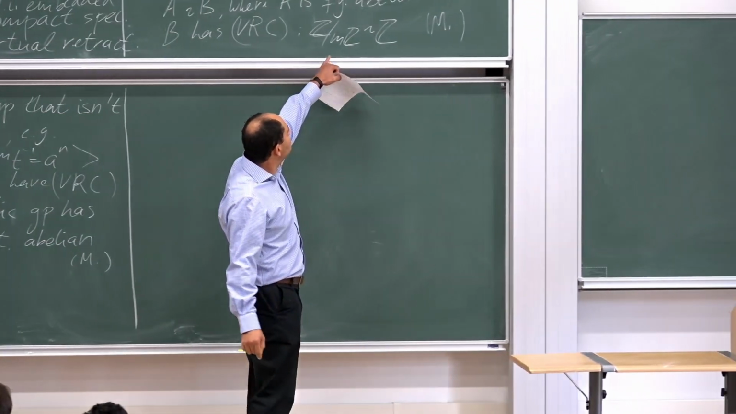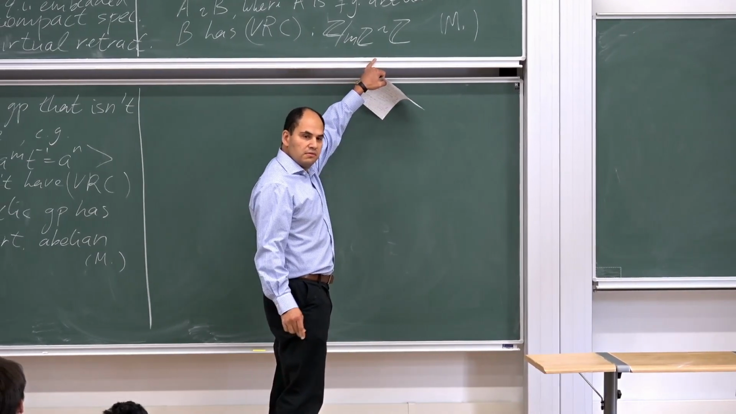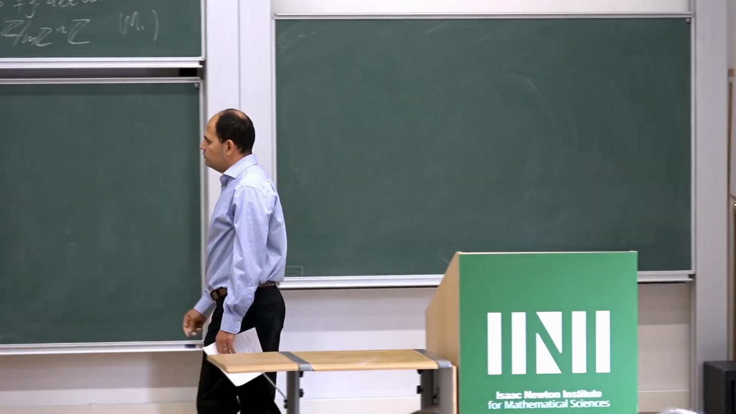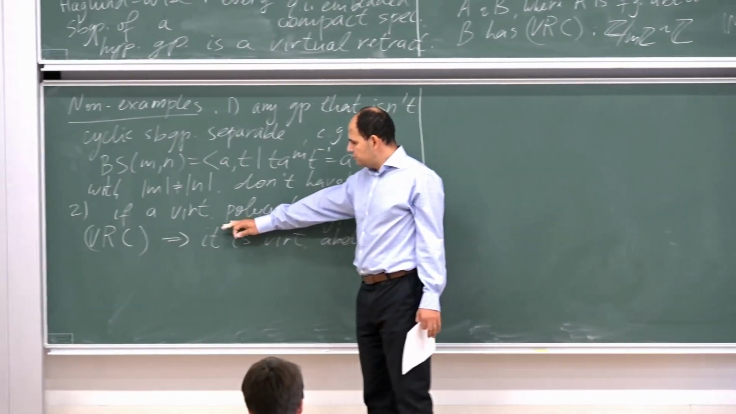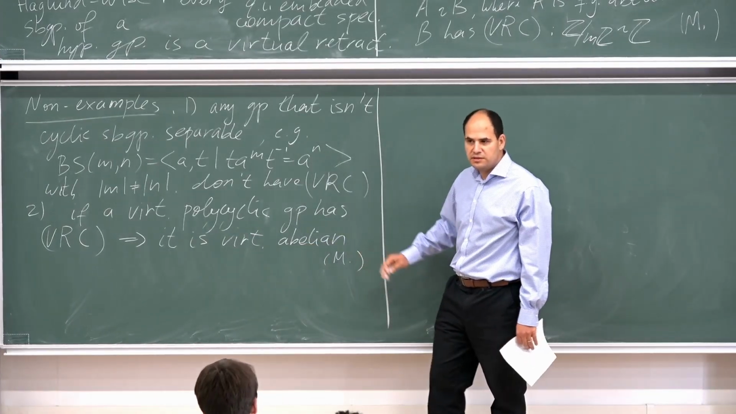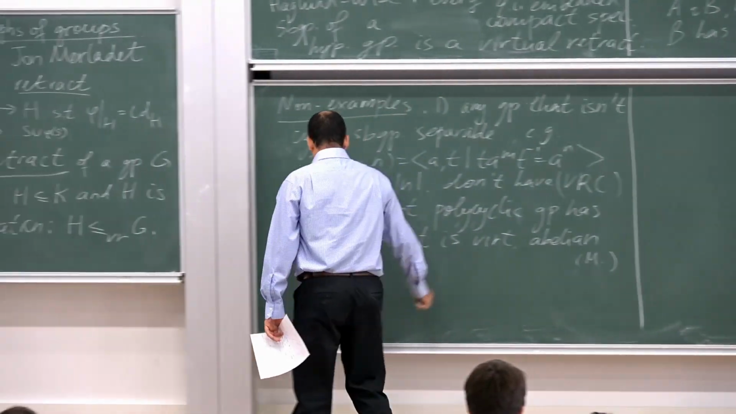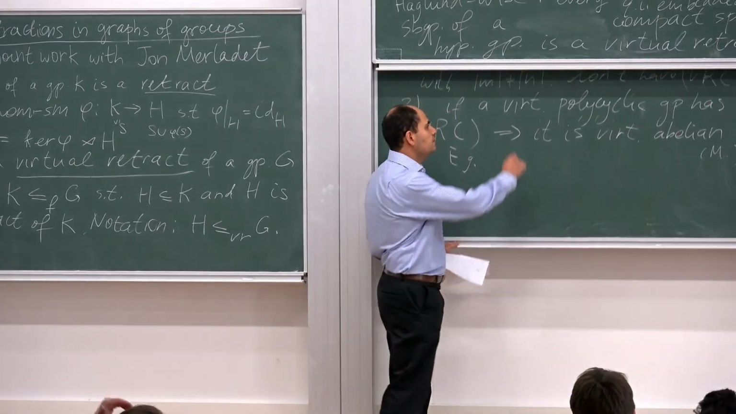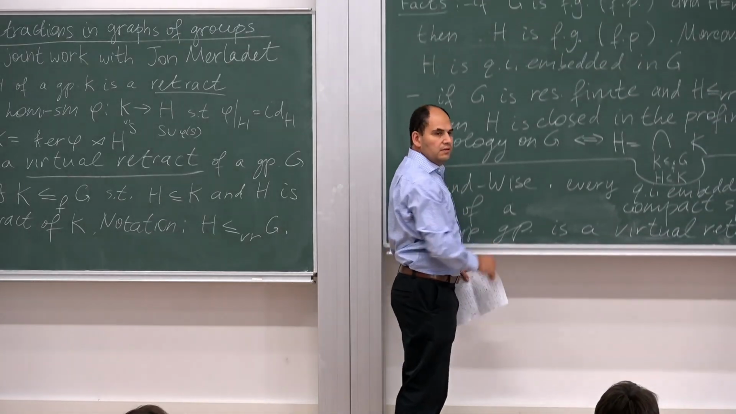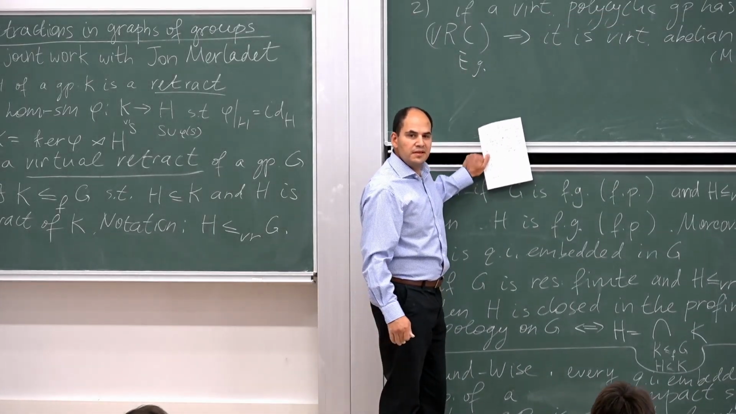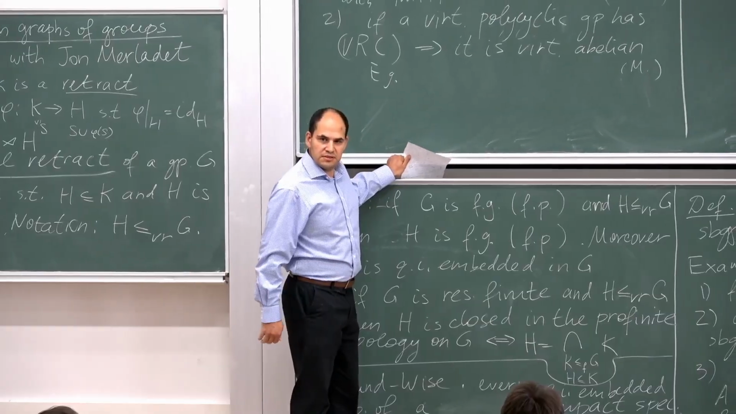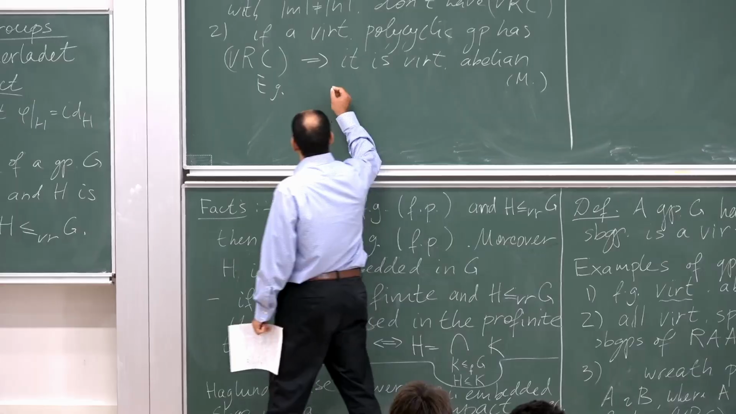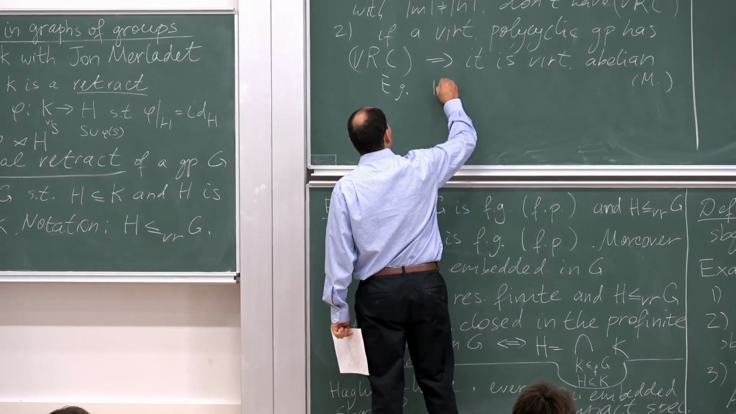There are solvable groups that do have VRC. There are metabelian groups that do have VRC, but they're not virtually polycyclic. But if you look at solvable groups that are virtually polycyclic, you cannot have VRC unless they're virtually abelian. So, for example, take your favorite nilpotent group that is not virtually abelian, the Heisenberg group. That's my favorite nilpotent group. The Heisenberg group over the integers, that's also polycyclic. And of course, that's not going to have VRC.